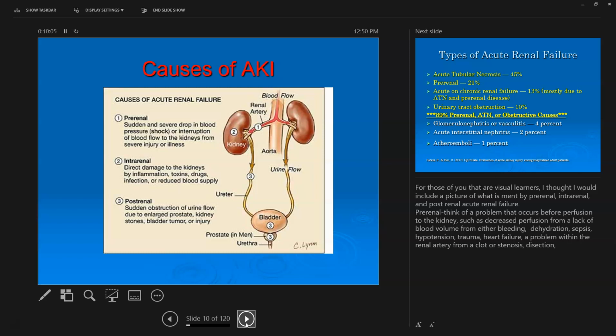Does that make sense? Okay, so just remember, with ATN, all it is is an extension, a worsening of pre-renal failure, for all of the same conditions. What differentiates them? Yep, we'll get into diagnostics.